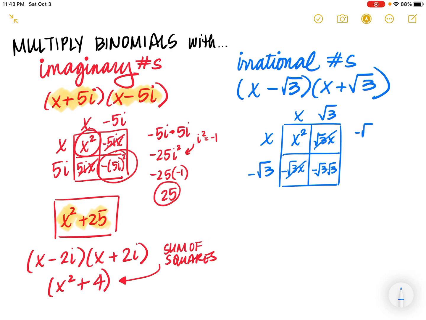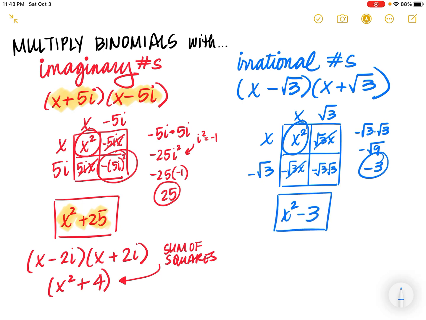And let's break down what's going on in that bottom corner now. Negative radical 3 times positive radical 3. Well, radical 3 times radical 3, we can put those both underneath the radical and say it's the square root of 9. Square root of 9 is just 3. So there we have negative 3. So if we, again, take inventory of what we have left in the box, we have our x squared and minus 3.